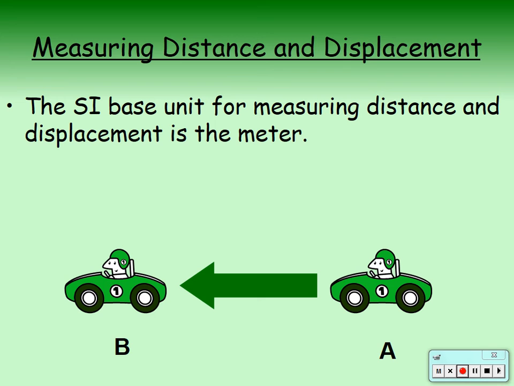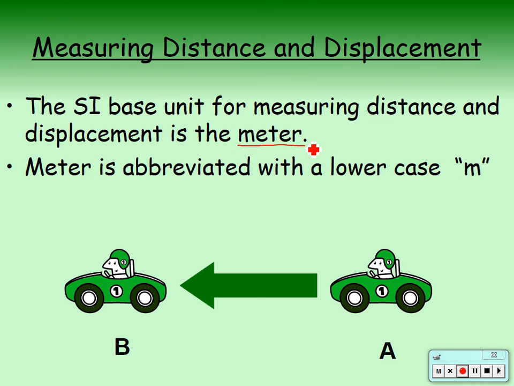Okay. All right, measuring distance and displacement. How do we measure it? Well, the SI base unit for measuring distance and displacement is the meter. Something different for us. We're not measuring it in feet or miles. We're always going to measure it in meters, which is always abbreviated with a lowercase m. So that will mean meter whenever you see it.